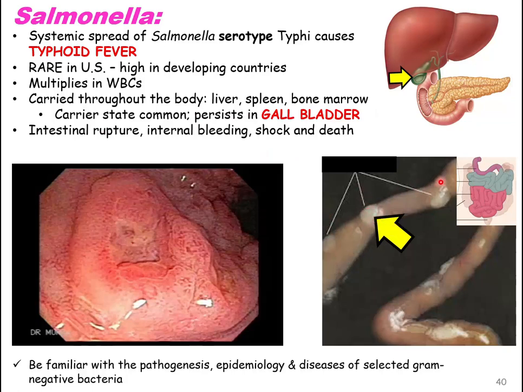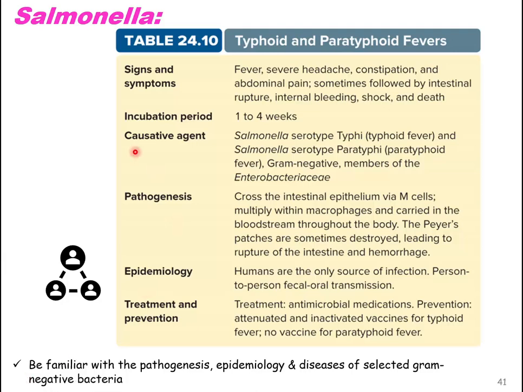Even these Peyer's patches, those are mucosa-associated lymphoid tissue, they'll even rupture. So you just get this internal bleeding, shock, and death. It's a little more serious. Humans are the only source of infection for typhoid and paratyphoid fevers. So you do not get this from eating infected foods.